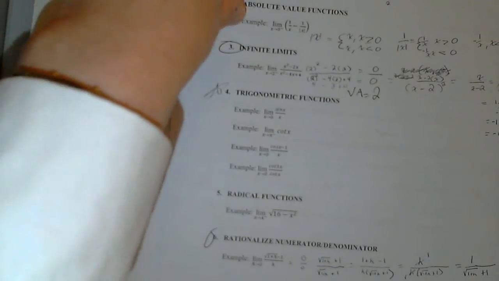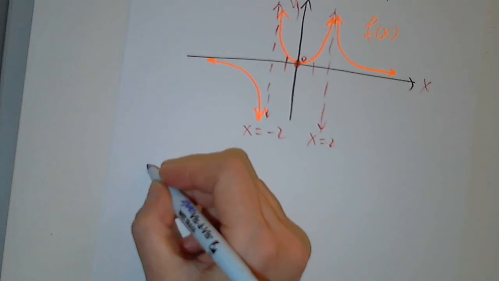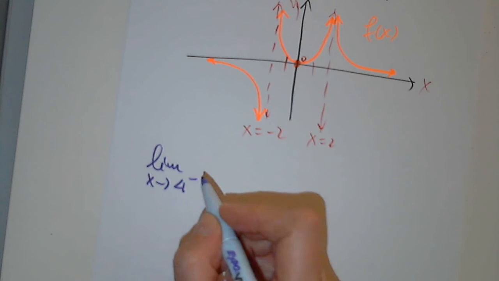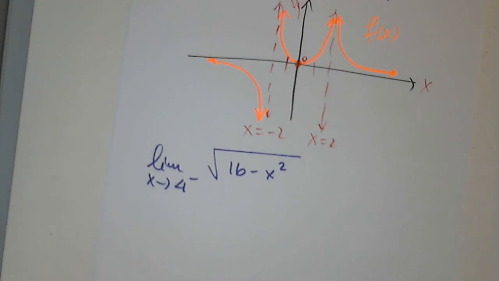Is that okay, everyone? So we have the limit. I'm going to copy it and give it back to you in a second. So x approaches 4 from the left, of the square root of 16 minus x squared. Okay, this limit will also ask us, like the one with the absolute value when we were asked to simplify fully, to find the domain of the function first.